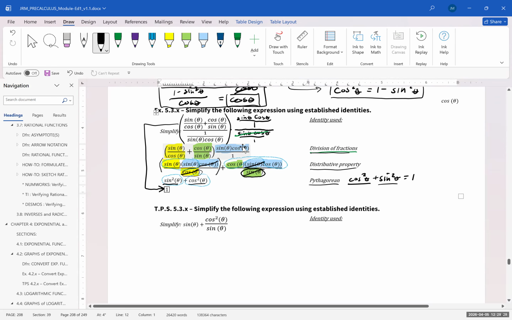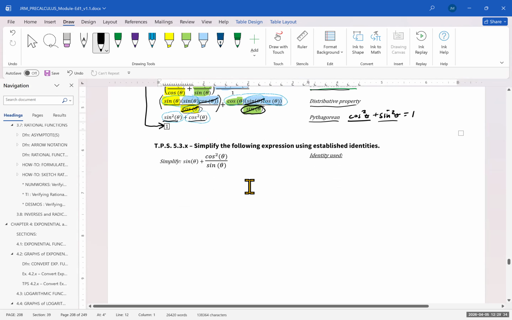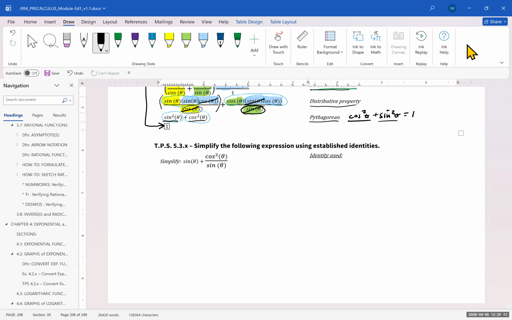All right. So use this example as a model and try and see if you can simplify this one on your own. Pause the video now and give it a try. Okay, we're back.